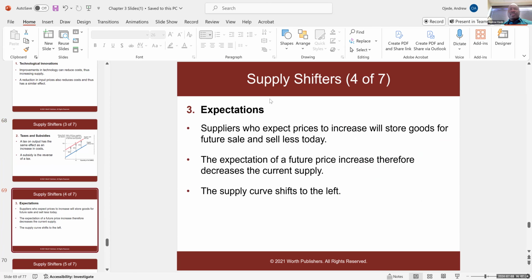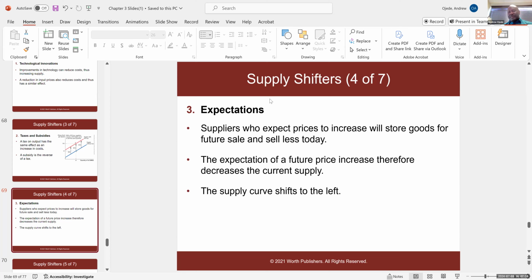Expectations. Suppliers who expect price to increase will store goods for future sale and sell less today. So that's true. If you are the business person and somebody tells you that prices 6 months or 1 year from today will be higher than they are today, then the smart business strategy is that you produce less or you hoard some of your goods. You don't bring them to the market today because you don't make any money today. You wait until tomorrow when the price goes up. That's when you want to sell.